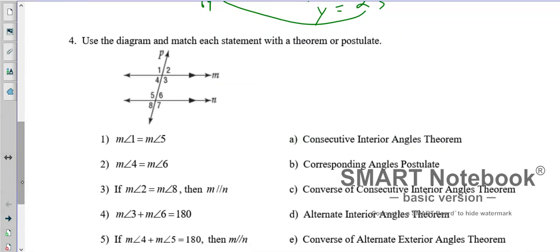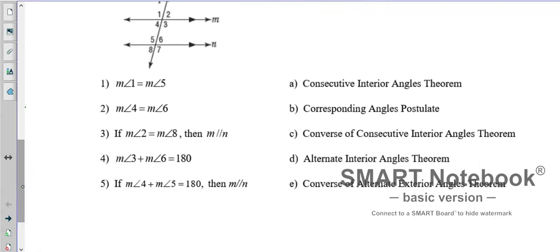Use the diagram below and match each statement with the theorem or postulate. All right. So 1 and 5 are equal. So 1's here, 5 is here. Those are corresponding angles. One's inside and one's outside. So this is B.